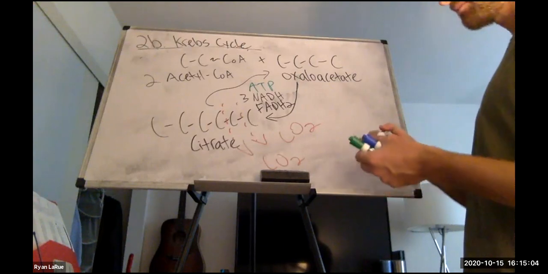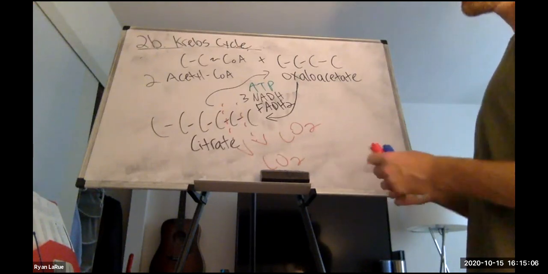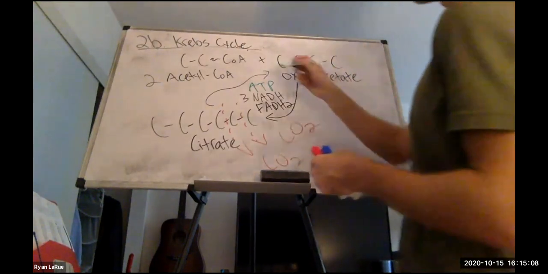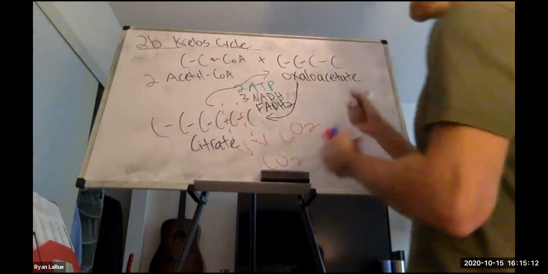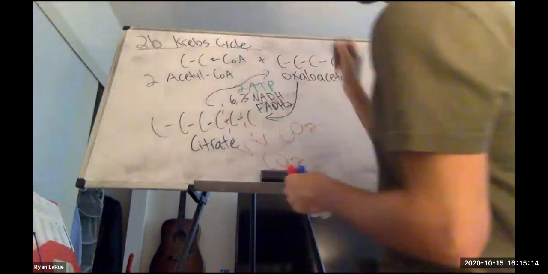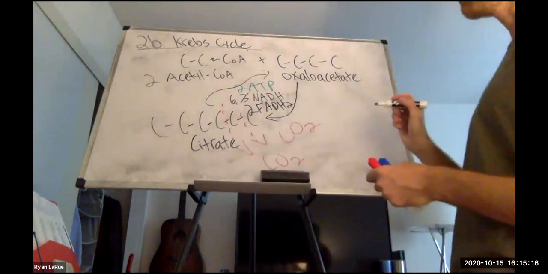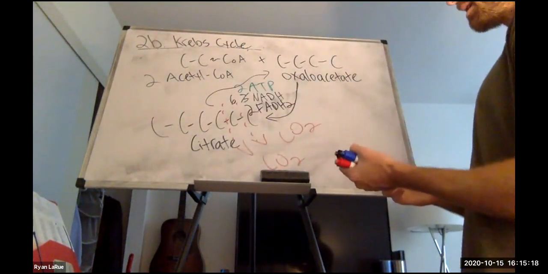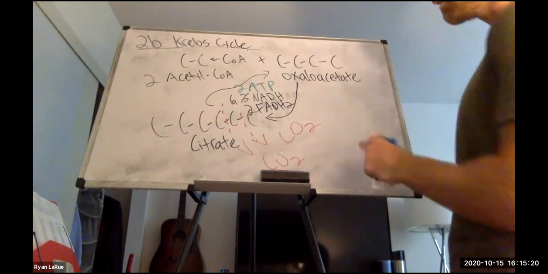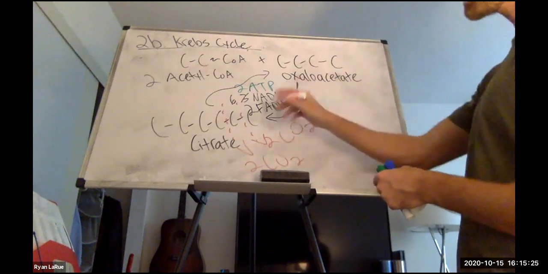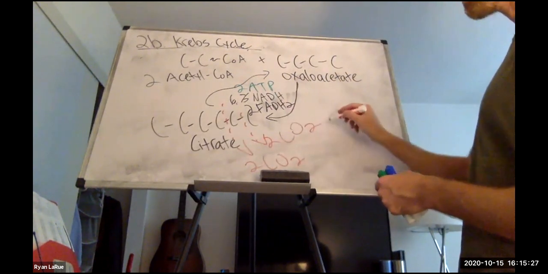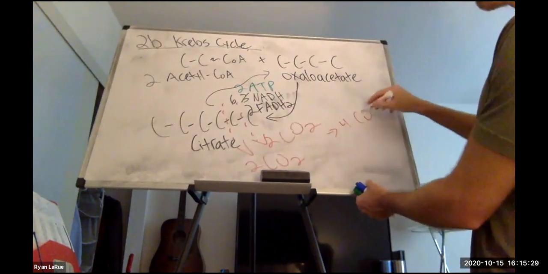So total, we get 2 ATP, 6 NADH, 2 FADH2, and 4 CO2 total, right? Because each time we got 2 of them, so that's 4 total, 4 CO2 total.